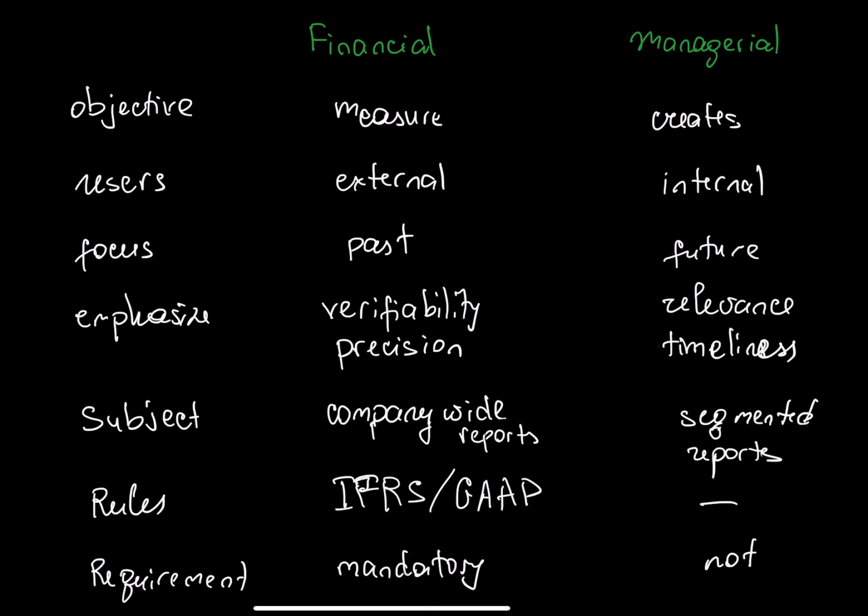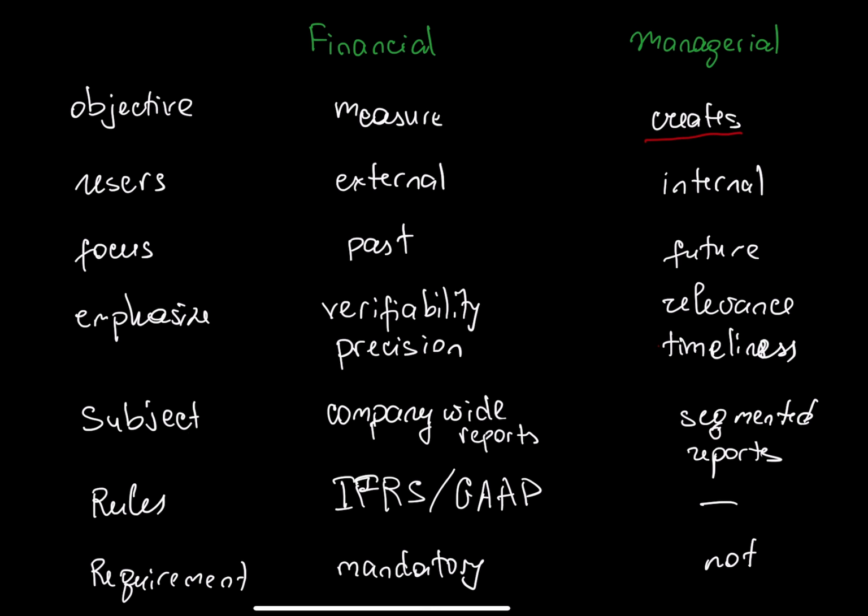Now, first of all, in terms of the objective of financial and managerial accounting, financial accounting focuses on measuring the value. So there is value, we just measure it and we report it. With managerial accounting, we first create it. So we need to first create the cost of the product, we need to first establish it, we estimate it, and we create that value.